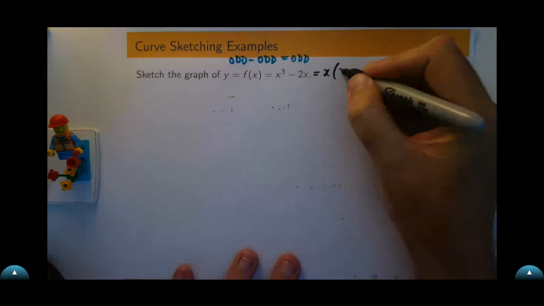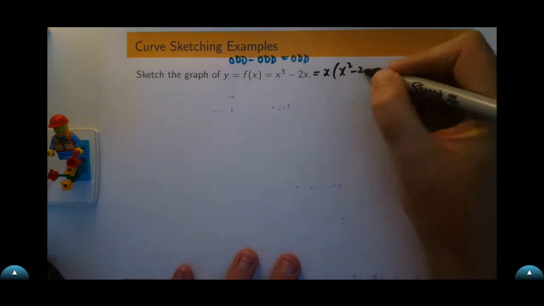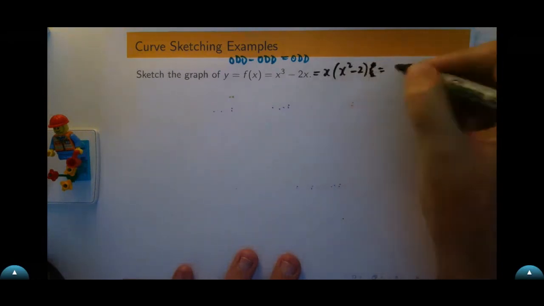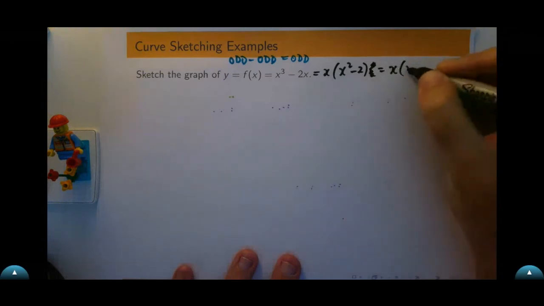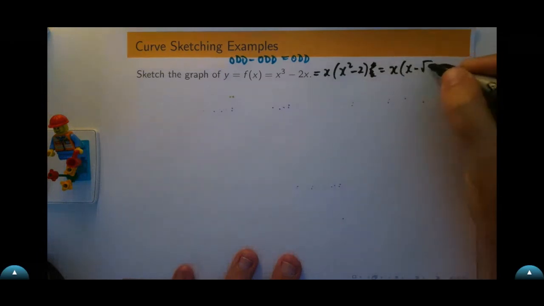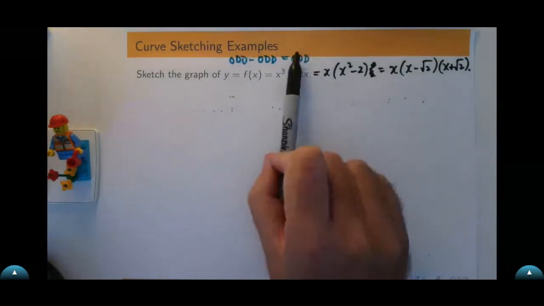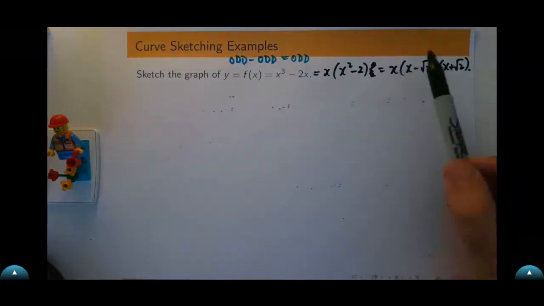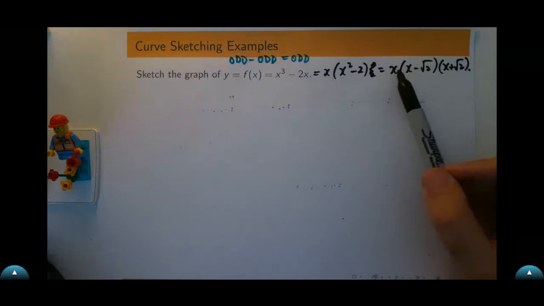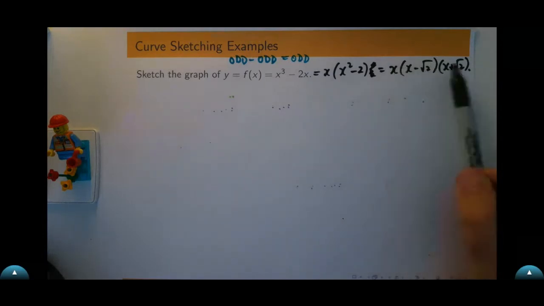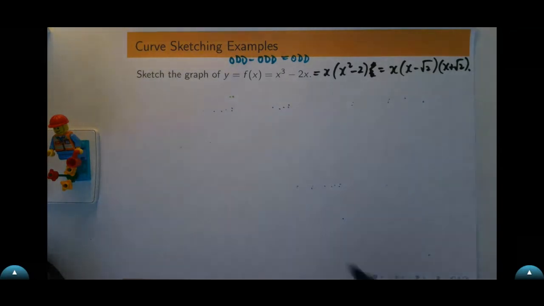And so what I can do is simplify the expression so I can find its intercepts. So I know it's odd. I know it cuts the horizontal x-axis at 0 and plus or minus √2, right? I know that. What else?